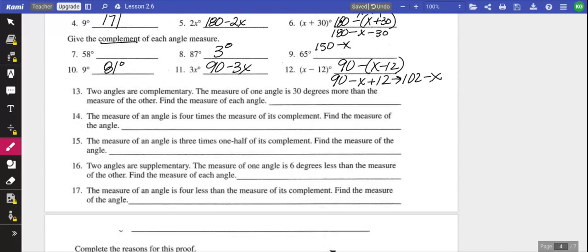Two angles are complementary. The measure of one angle is 30 degrees more than the measure of the other. Find the measure of each angle. So since I know they're complementary, I'm going to do x plus, and then the other angle is 30 degrees more, so x plus 30. And complementary means they add up to 90. Now I feel like we actually should be doing this as a proof.